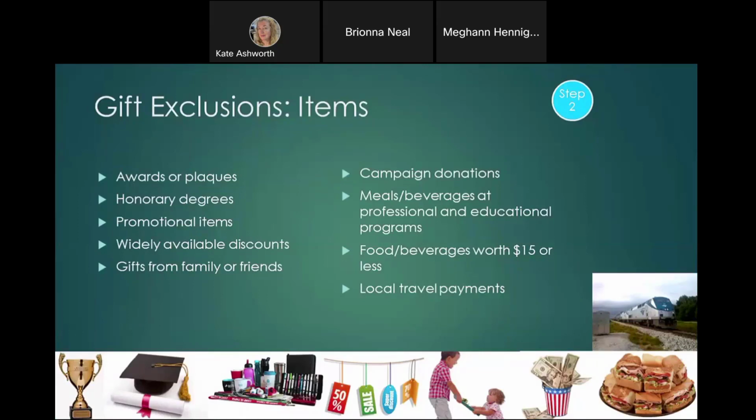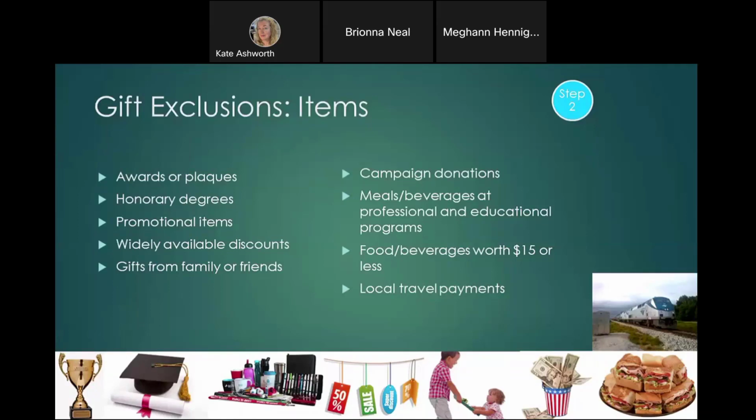They include awards or plaques, honorary degrees, promotional items, so that you can take a fistful of pens that don't work at the conference that you go to for work, widely available discounts, including, for example, you can give the example to your audience of the discounts for our cell phone carriers that are broadly offered to all state employees. Gifts from family or friends. Campaign donations are outside the definition of a gift.